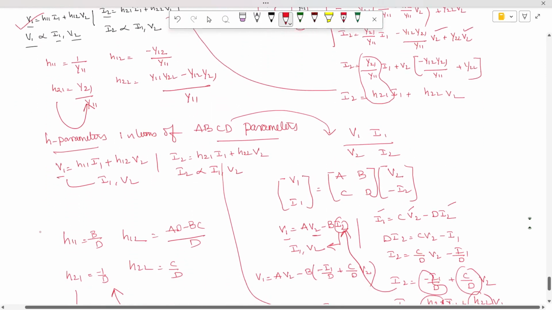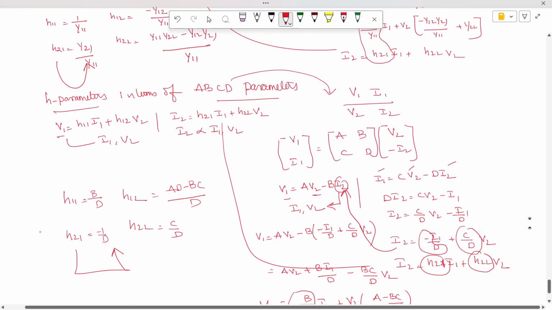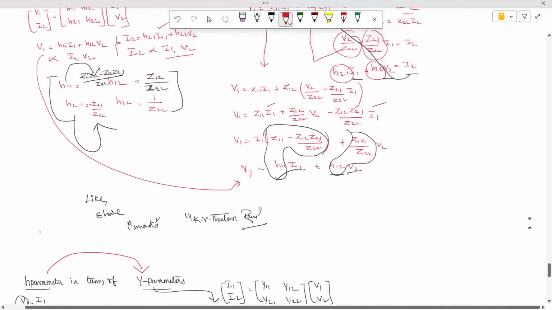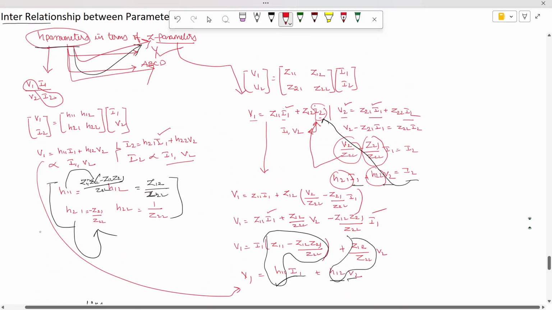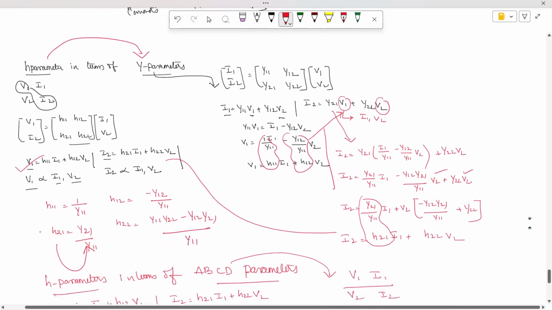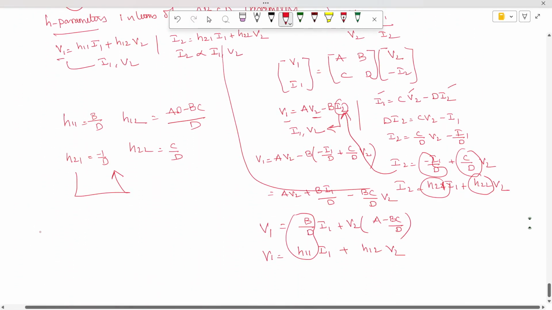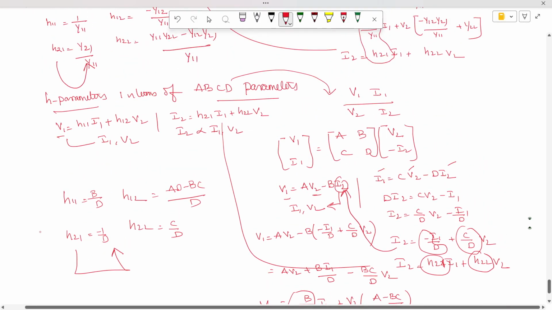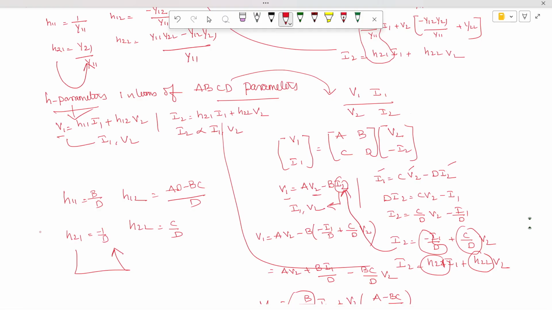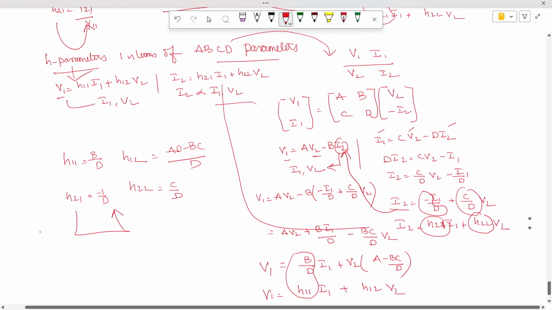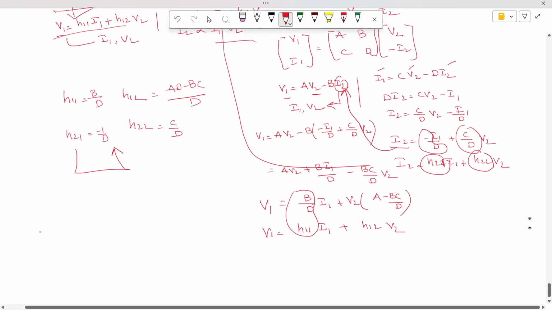So H parameters in terms of Z parameters we did, H in terms of Y we did, and H in terms of ABCD we did. So the basic sense is: first write down the H parameters, write down the ABCD, express ABCD in a standard form that should have I2 in terms of I1 and V2, then compare with the standard expression, and use this I2 in the other expression so that it is in terms of I1 and V2, then compare with the standard expression.